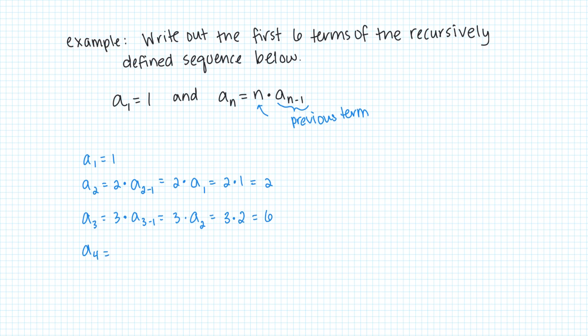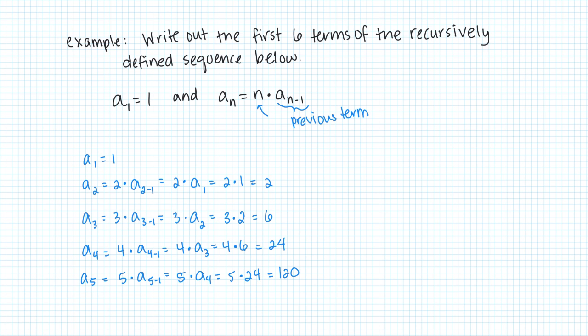The fourth term is going to be 4 times a sub 4 minus 1, which is 4 times a sub 3. A sub 3 was the previous term before this one, which was 6. So my fourth term is 4 times 6, which is 24. My fifth term will be 5 times a sub 5 minus 1, which is 5 times a sub 4. The fourth term was 24, and so 5 times 24 tells me that my fifth term is 120.